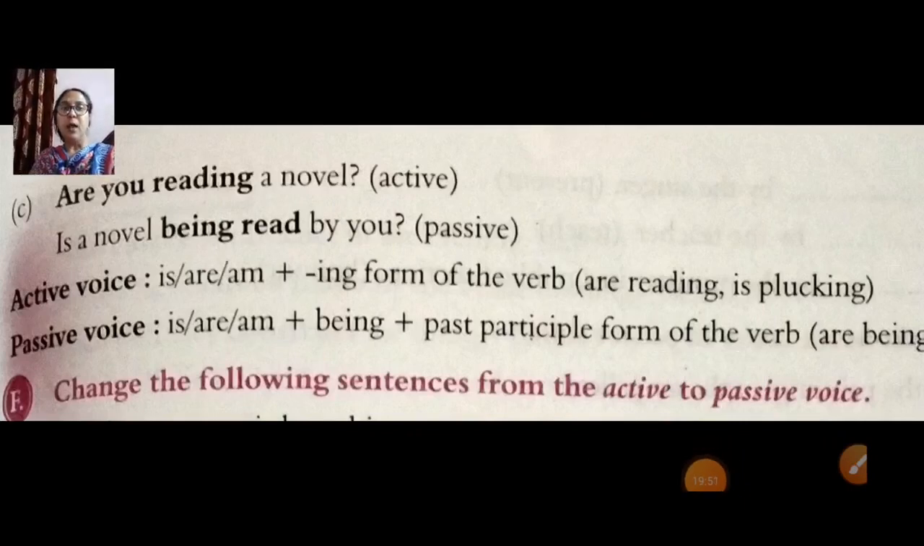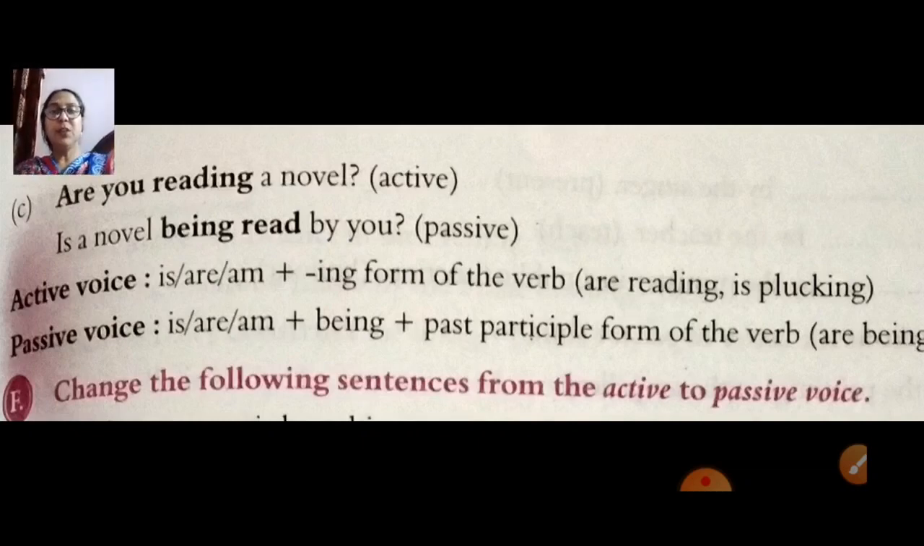Now let's see, are you reading a novel, in active voice. Here you can see, is a novel being read by you, in passive voice. In active voice, is, am or are will be there with the ing form of the verb, are reading is the verb. In passive voice, we change is, am or are plus being plus the past participle form of the verb: are being, am being and is being, and the third form of the verb. So these are the rules for making active to passive voice in present continuous tense.